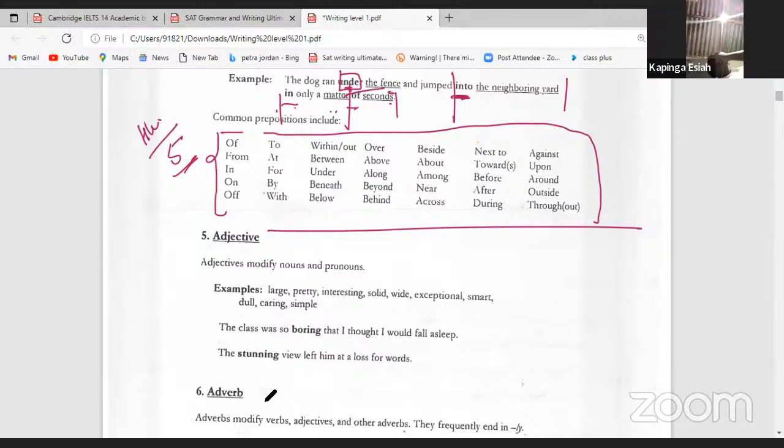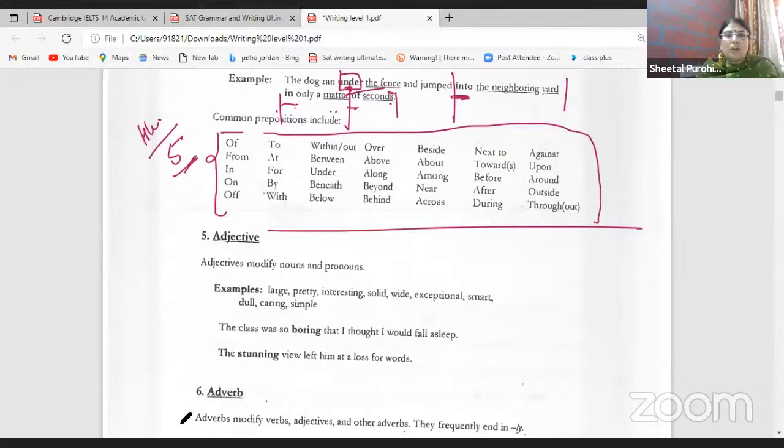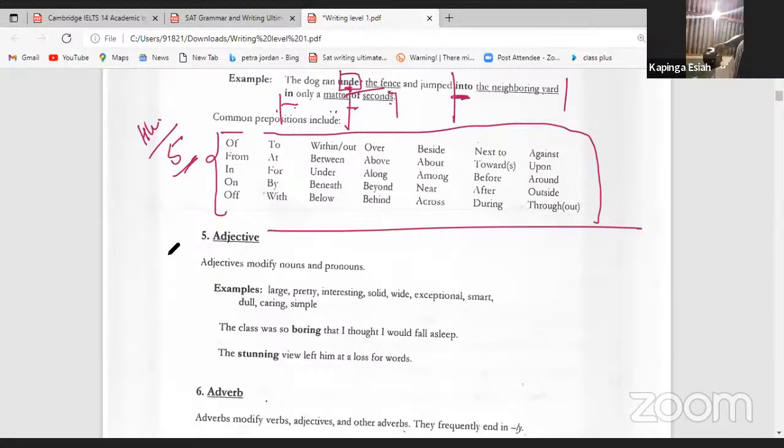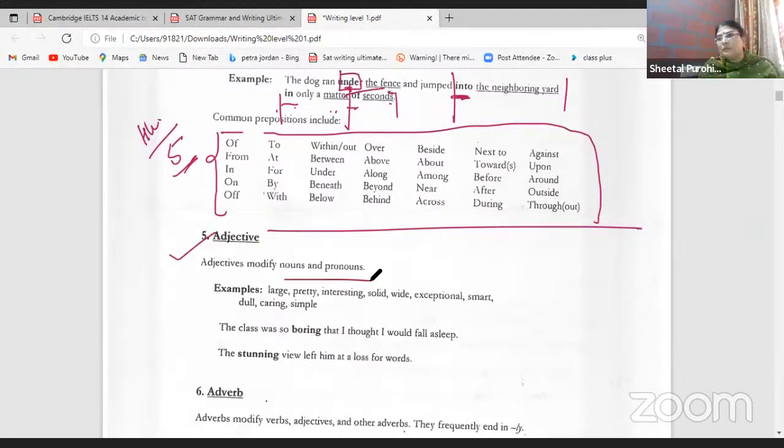Yeah, so adjectives are the words which are used to modify nouns and pronouns. Any word which modifies or describes a noun or a pronoun is called an adjective. So all of you can write down this definition: adjectives modify nouns and pronouns.